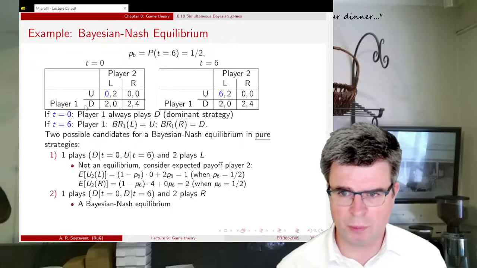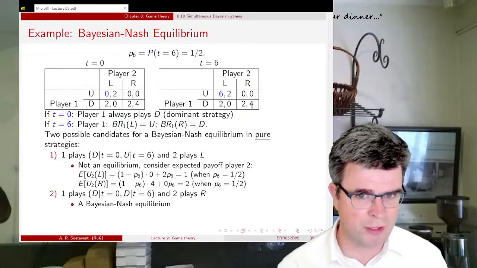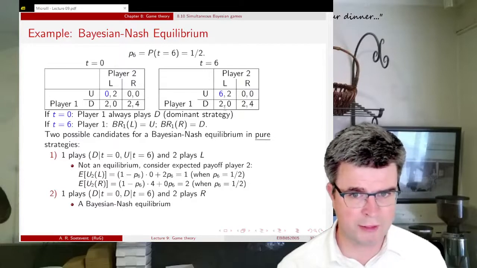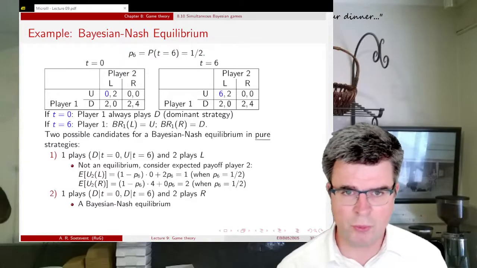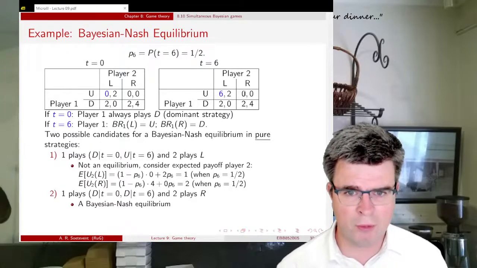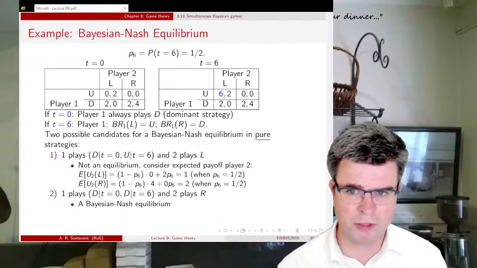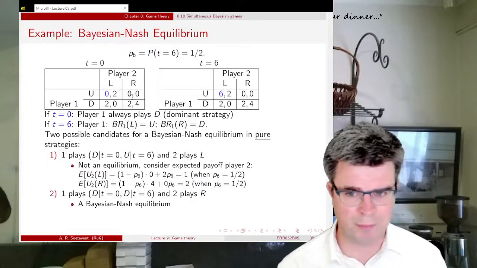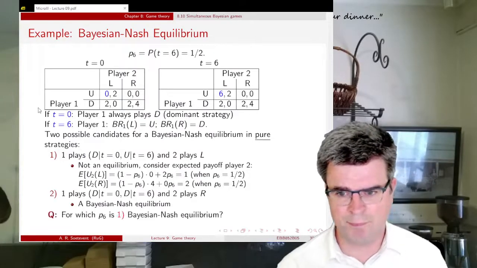Because, well, if player 1 plays down always, then player 2 gets 4 if he plays right, if player 1 is of type T is 0. And if player 1 is of type T is 6, then playing right also gives a payoff of 6 instead of 0. So player 2 cannot do any better than playing right. And also, given that player 2 plays right, it's always optimal for player 1 to play down, because 2 is more than 0. So this is a Bayesian Nash equilibrium of this game.